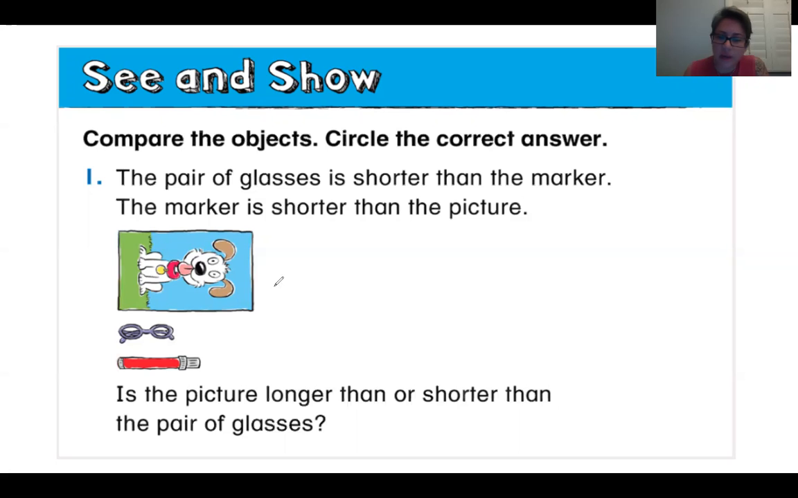Because we're looking at three items, we can use the word longest. The longest would be the one that is the most long of all. So longest. And this one is the shortest because it is not as long as any of the other items. Okay, let's continue.